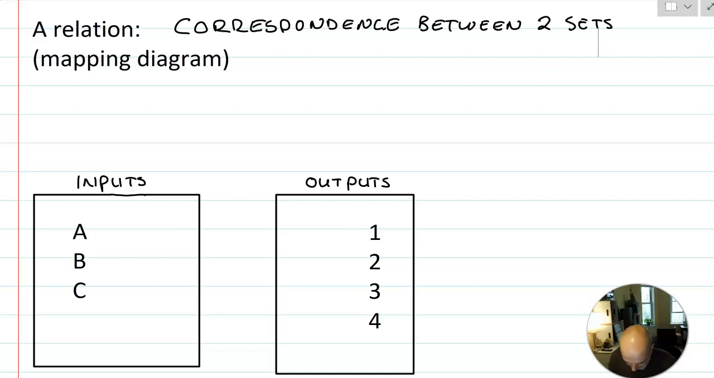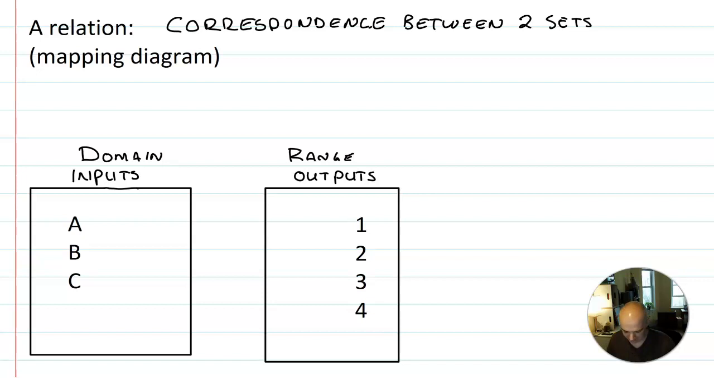The set of inputs will be called the domain. These are familiar words, I suspect. And the set of outputs will be called the range. The least formal type of mapping is done using a mapping diagram, which is what we have here. You have some box that shows your set of inputs and some box that shows your set of outputs, and then you might draw arrows that connect the inputs to the outputs.